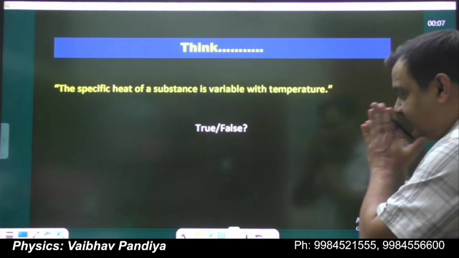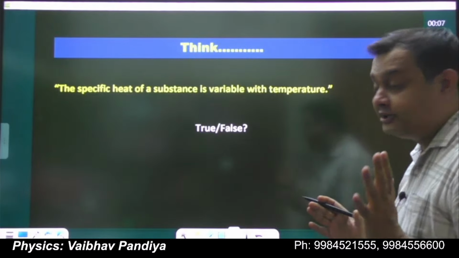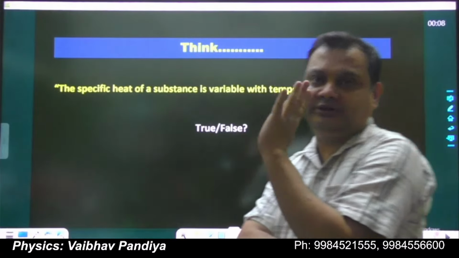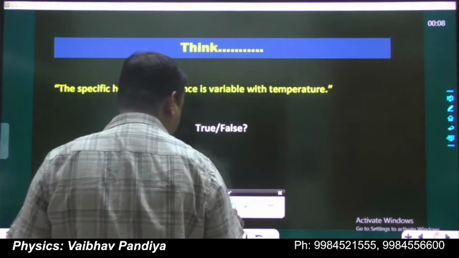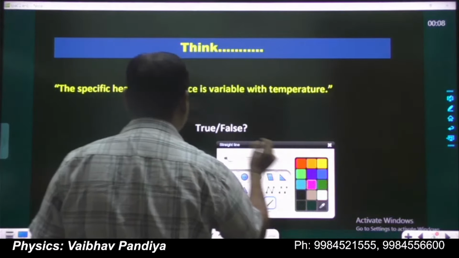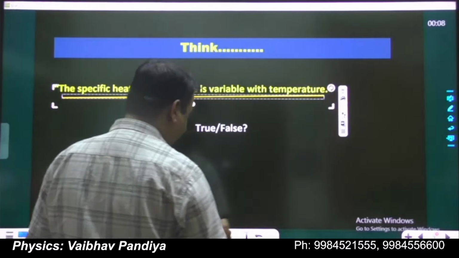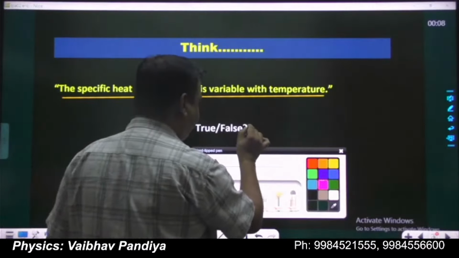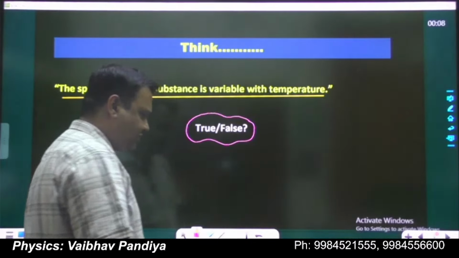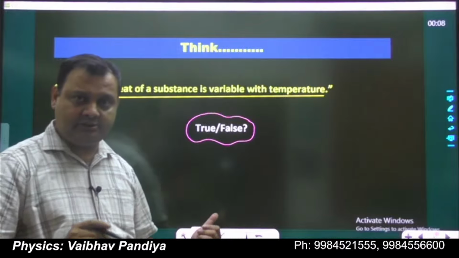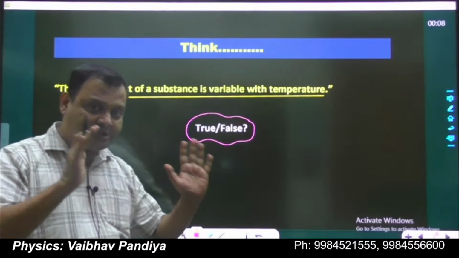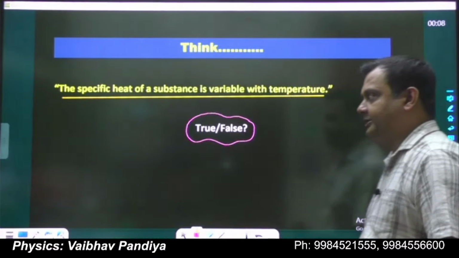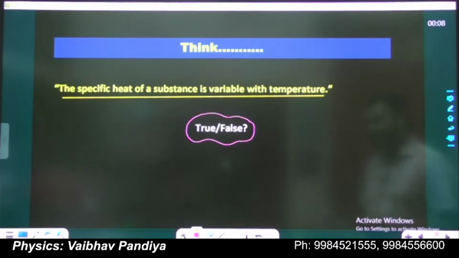Now tell me one thing, just think what you have learned till now. The specific heat of a substance is variable with temperature. True or false? It's saying the specific heat of the substance is variable with temperature. It means the specific heat will change with temperature. So what do you think? Is it true or false? Write your answer and the reason. Just pause the video for 1 minute and write your answer and the logic behind it in your notebook. If you're writing true, write the logic behind it. If you're writing false, write the logic behind it. And then resume the video.